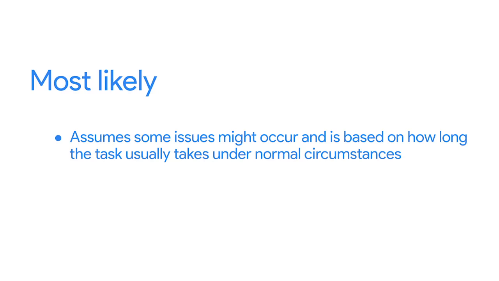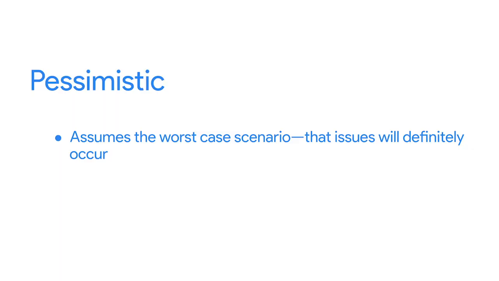Another way to think about a most likely estimate is that it is based on how long the task usually takes under normal circumstances. Like if the supplies arrive at the expected time and you only need to make some slight adjustments before everything eventually works the way it's supposed to. And finally, a pessimistic estimate assumes that issues will definitely occur. This is where everything that could go wrong does go wrong. For example, if the supplies are late or the order is incorrect and nothing works the way it's supposed to.